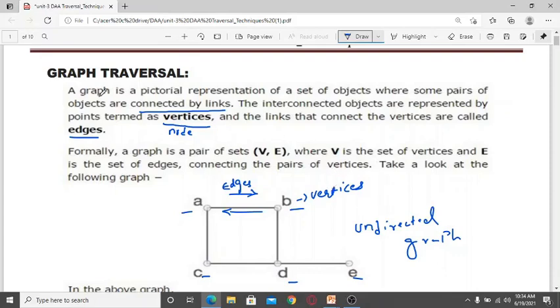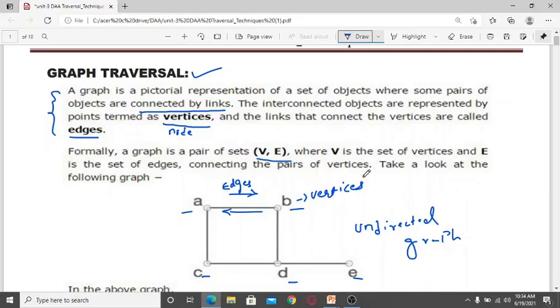So how will you make a formula? I hope you understand this because you have already completed the graph topic in second year, in data structure. Here I just want to show you the traversal. Formally, a graph is a pair of sets, vertices and edges. Whenever we have a graph, these two things will be there, where V is a set of vertices and E is a set of edges.